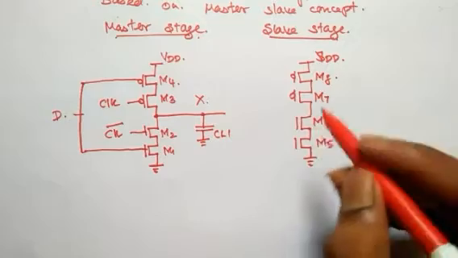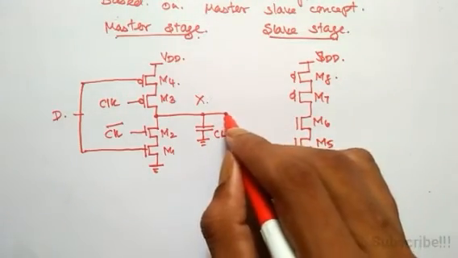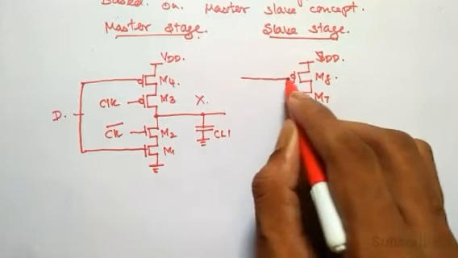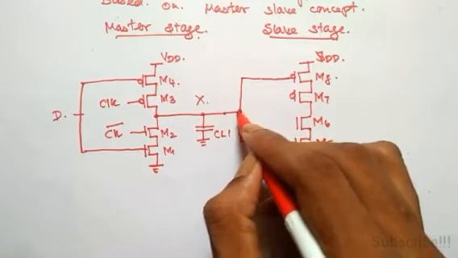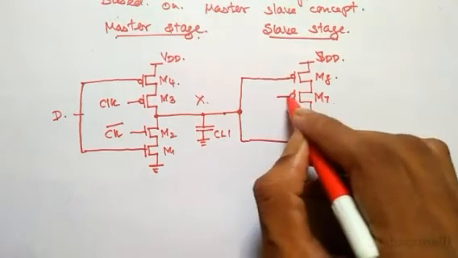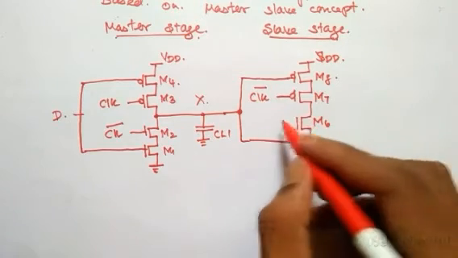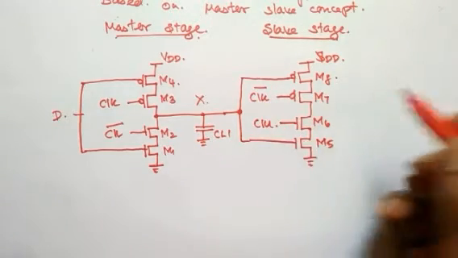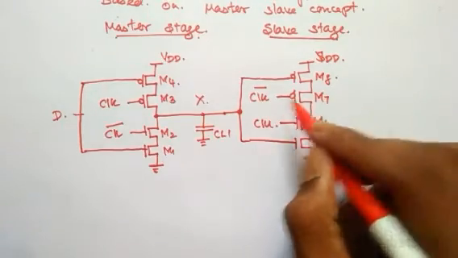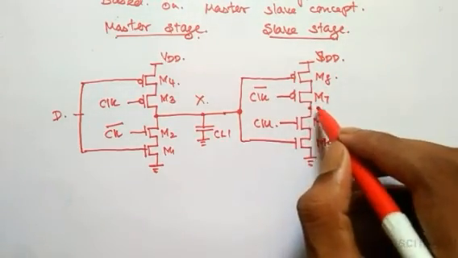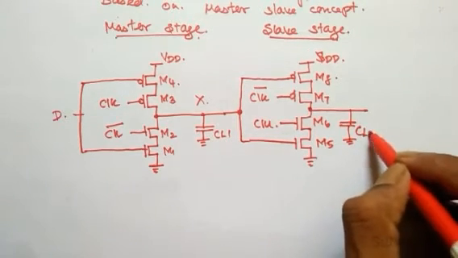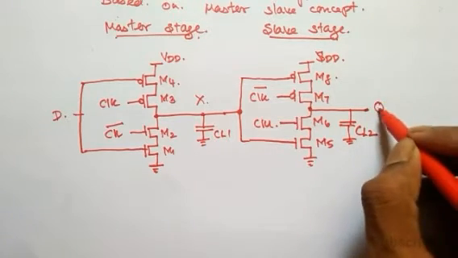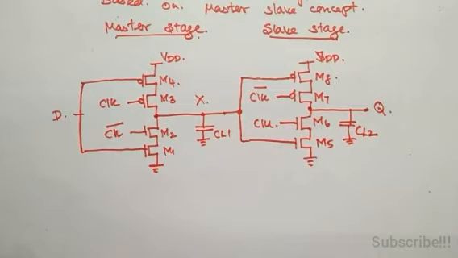The input for M5 and M8 is taken from the point X, that is the output of the master stage. The input for M7 is given as clock inverse and the input for M6 is given clock. The output is obtained from this point, where it is connected to the load capacitance CL2, and this is Q, which is the output of the slave stage. So this is the construction of the C-square MOS.